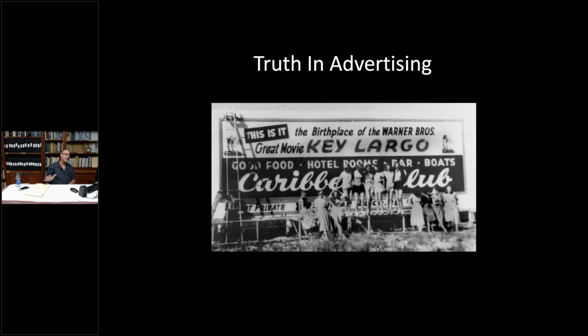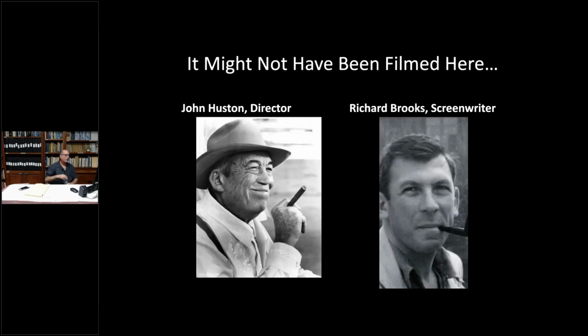But Bacall and Bogart never came to Key Largo. They were never at this particular club. But these two gentlemen were at the Caribbean Club, and they arrived in the late 1930s. This is John Huston, the director, and Richard Brooks, the screenwriter. When they arrived on Key Largo, John Huston had come across a play written by Wes Anderson, I believe it's Wes Anderson, and the play was called Key Largo. He liked the title of the play, but not the content, and had a different idea for what his vision of the movie Key Largo would be.